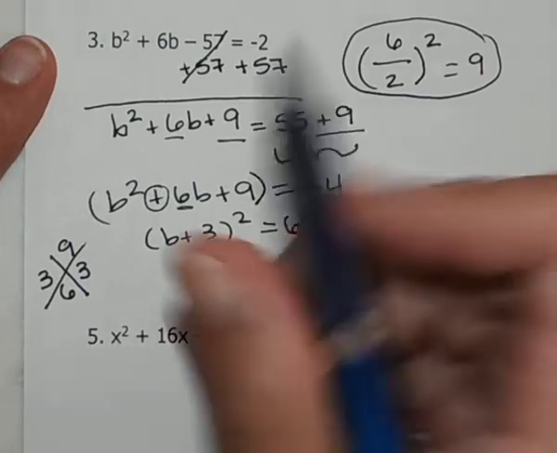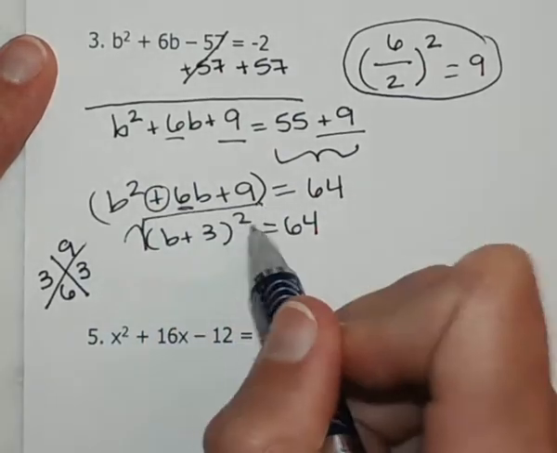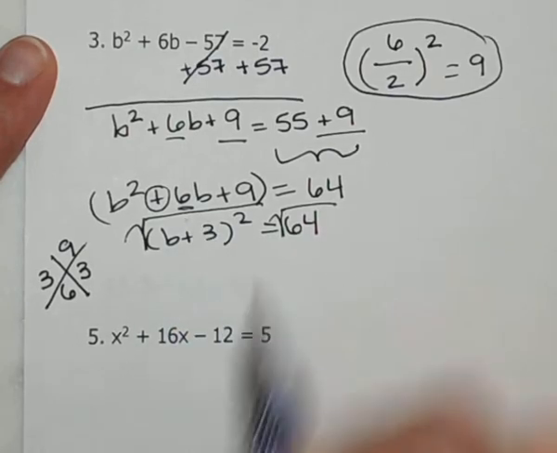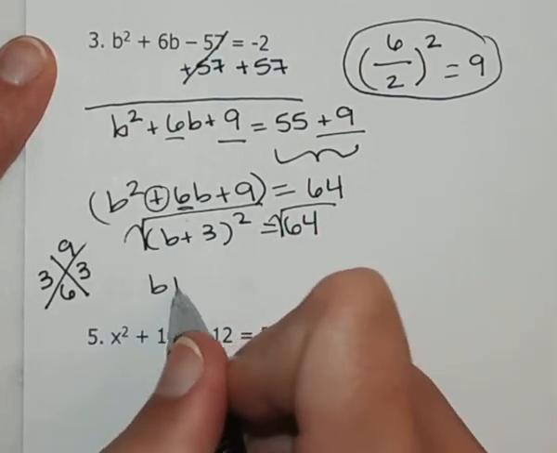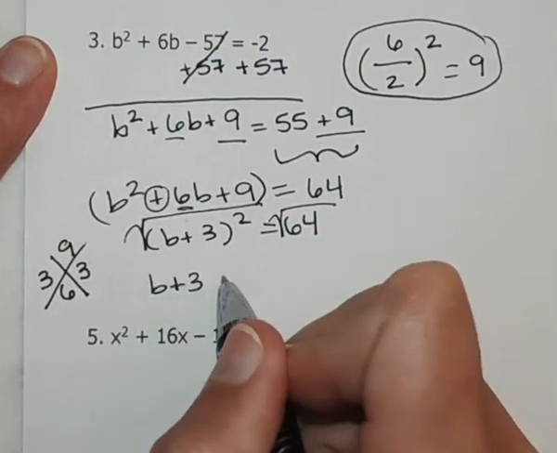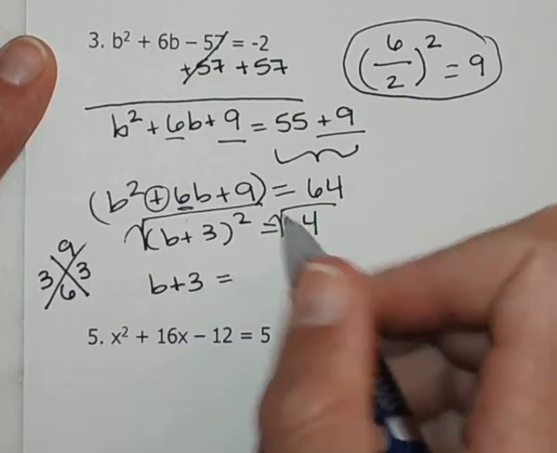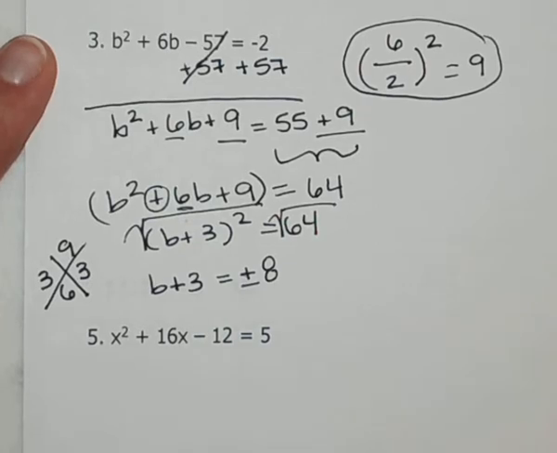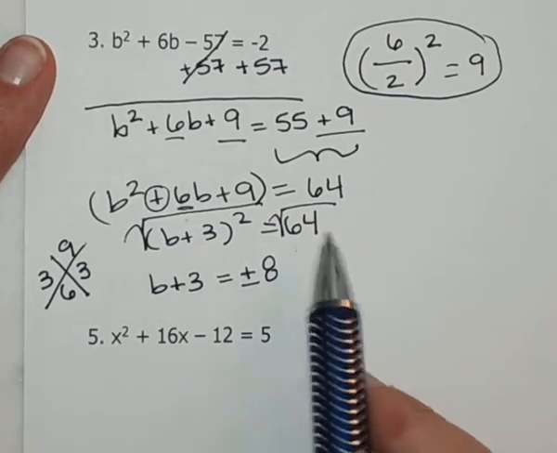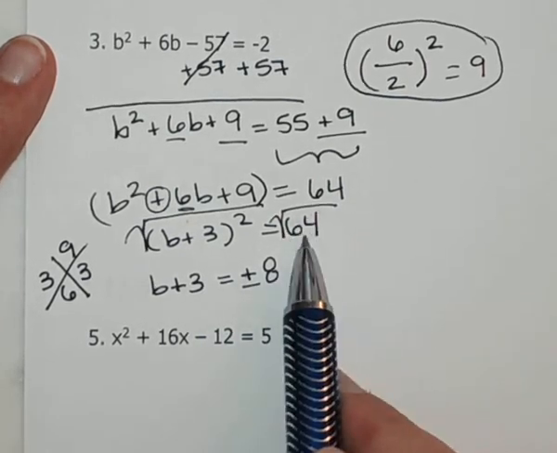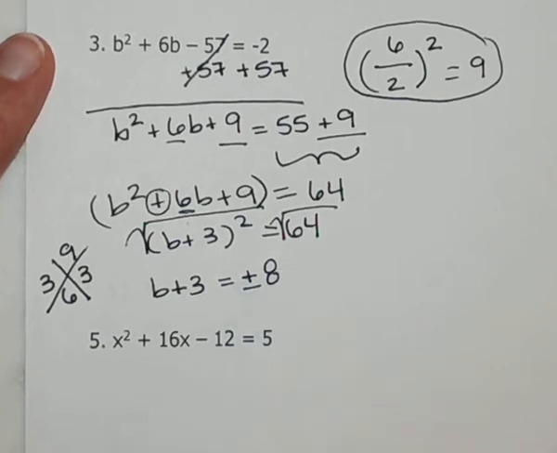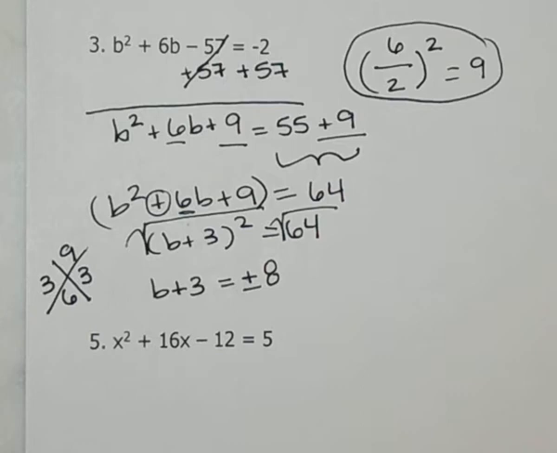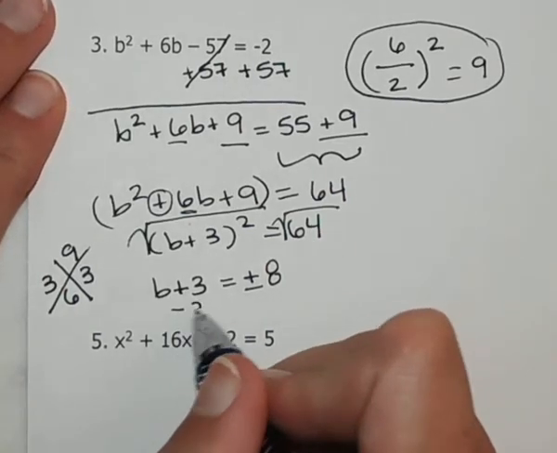Okay, now step 5 is to solve. So we want to get rid of the square, so we square root both sides. The square root and the square undo each other, so you're just left with what's underneath. And then anytime you add in the square root by hand, you're going to add in the plus or minus. Square root of 64 is 8, because negative 8 times negative 8 is positive 64, and 8 times 8 is 64. So you always have to add in this plus or minus. And then you solve. So I'm going to subtract over my 3.